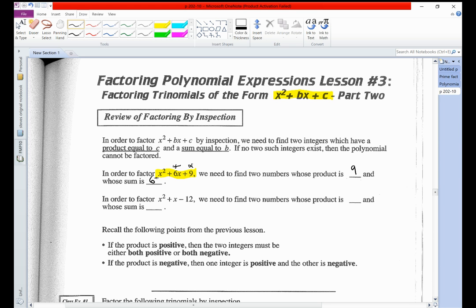In order to factor the next one, x squared plus x minus 12, we need to find two numbers that multiply to negative 12 and add to positive 1. Remember, there's a 1 in front of that x there. So two numbers whose product is negative 12. Don't forget the signs. There's a negative in front of that 12. And whose sum is positive 1.